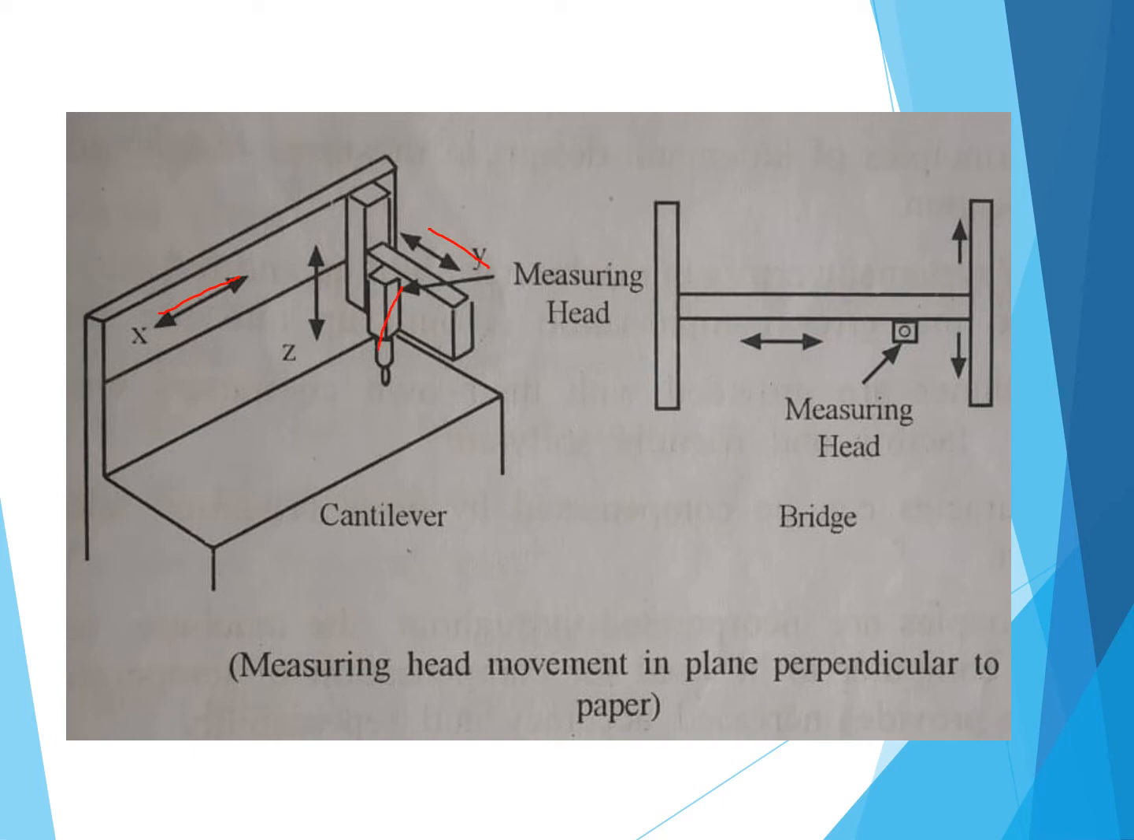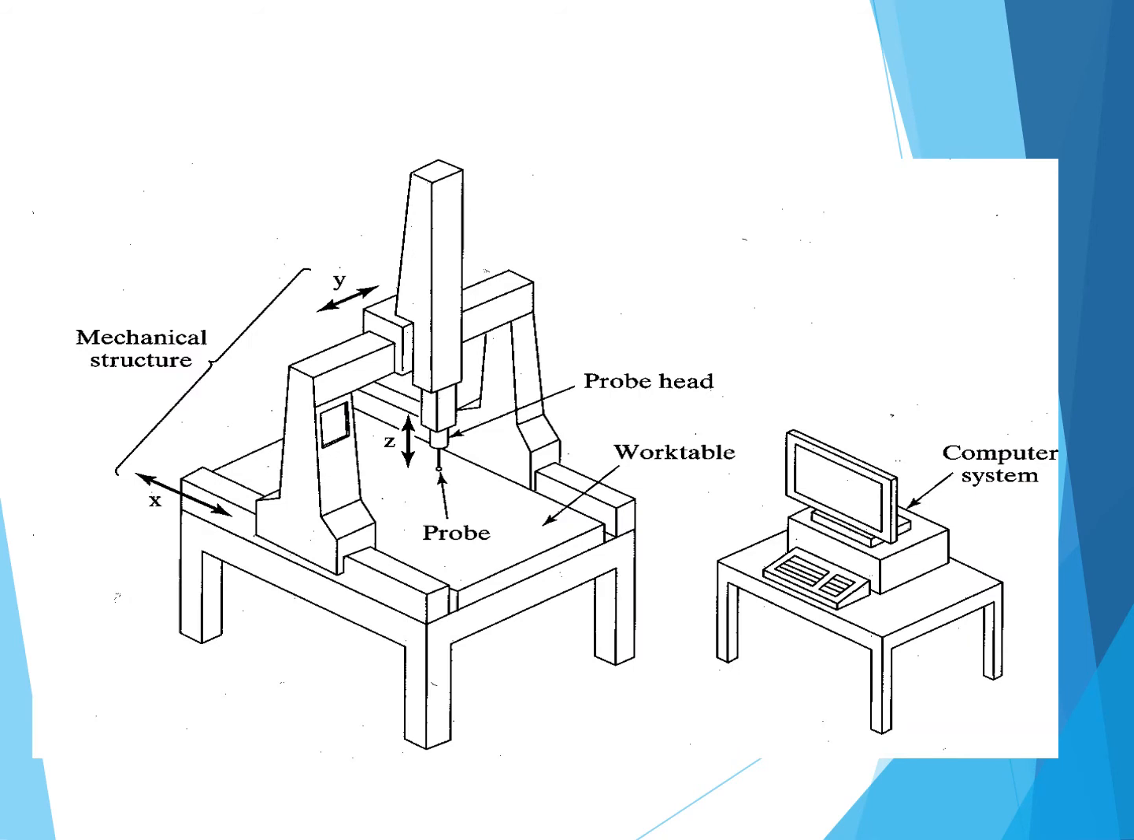There is a probe here, so this moves in all the three directions. Similarly, you can see this bridge type, it is moving in all the three directions, one, then two, and then top and bottom. So the cantilever type machines are the easiest to load and unload. And the second type is called bridge type. This is more difficult to load but less sensitive. Then you have the two different types called horizontal boring mill type and vertical boring mill type, which we are discussing in the next slide.